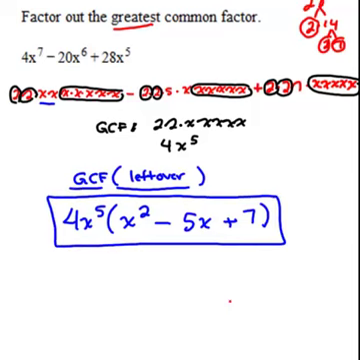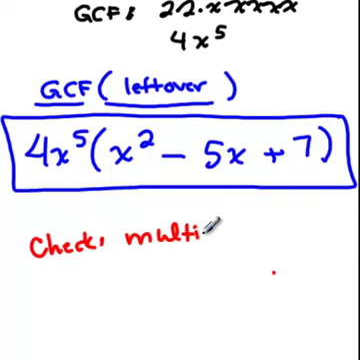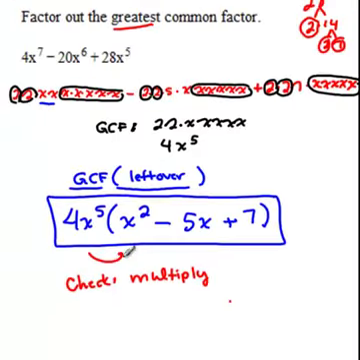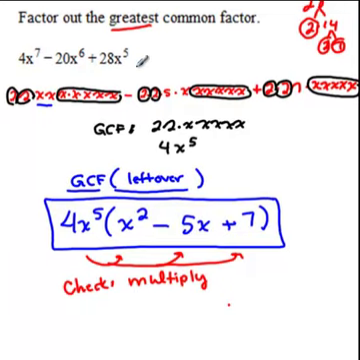Okay? You can check your work. If you want to check your work, you would multiply or distribute. So to make sure that you factored out 4x to the 5th correctly, you could multiply or distribute that through, and you should get what you started with. If you don't, then you made a mistake somewhere.